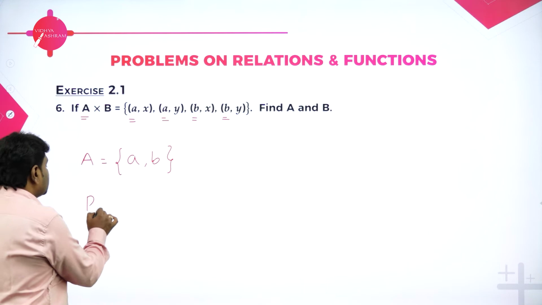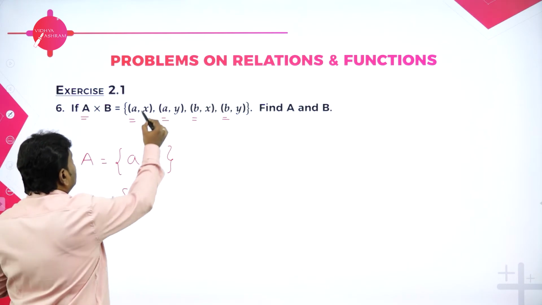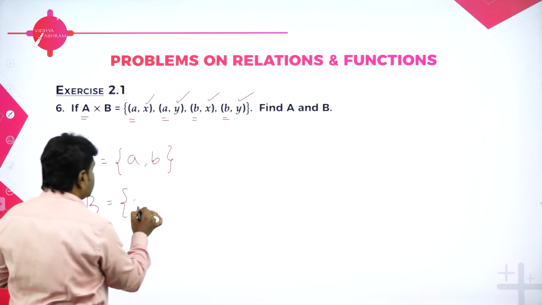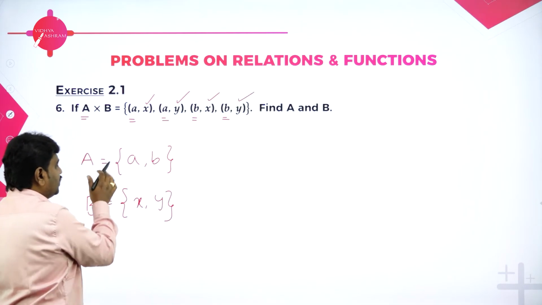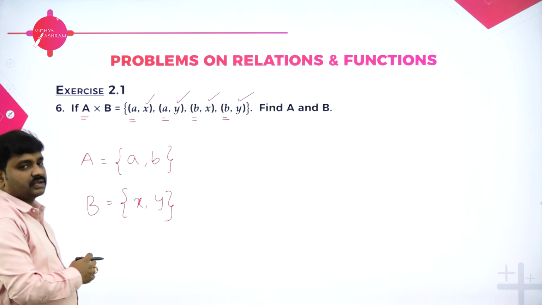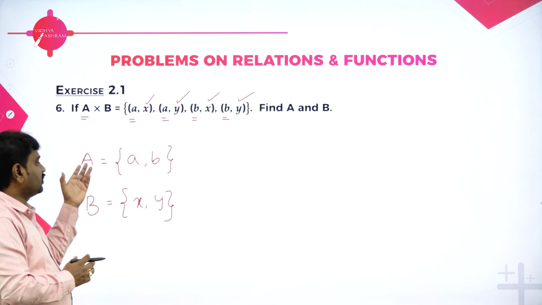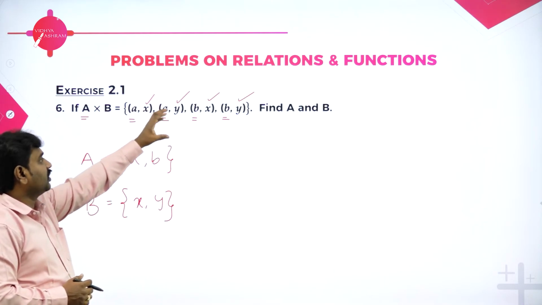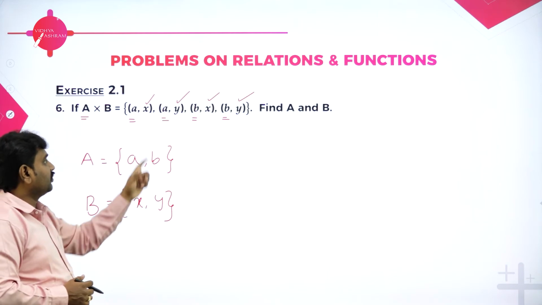And set B means collection of all second elements. What are the second elements? X, Y, X, Y. So X comma Y is the second element. This is A, this is B. Now you do A cross B, you will get this. We got A is the set of all first elements, B is the set of all second elements. In the first place we have only A, B. So in the second place we have only X and Y.